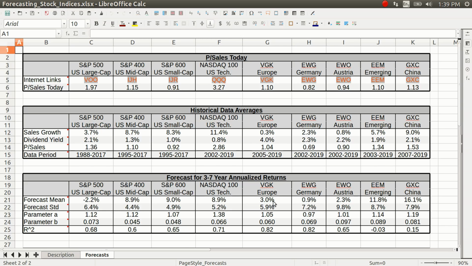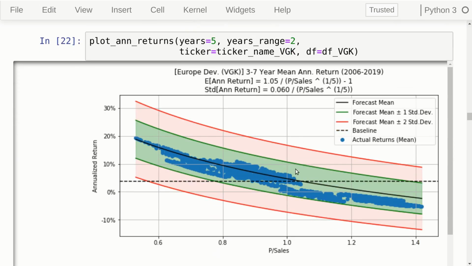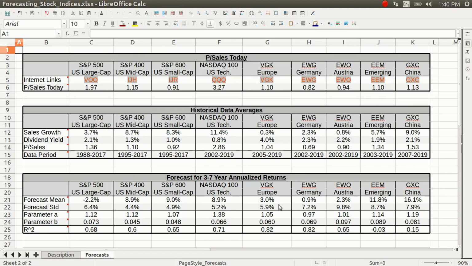And given the price to sales ratio we just looked up and the forecasting formulas that I have just shown you, let's go back to the Python notebook so I can just show you properly. So here we have for Europe 3 to 7 year returns, and we have the plot down here and the formula up here for the mean annualized return and the standard deviation. So we take these two formulas here, we go back to the spreadsheet, and those two formulas have been programmed right here with the parameters A and B. And we are also showing the R-squared value for how well it fit on the historical data.